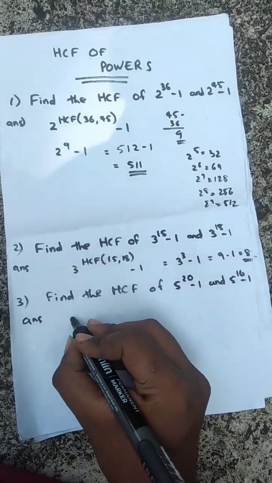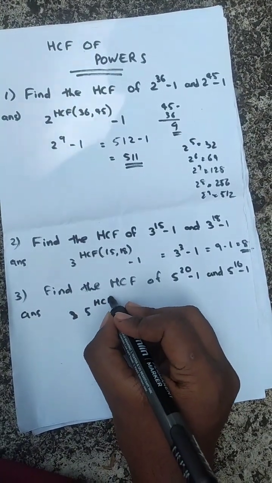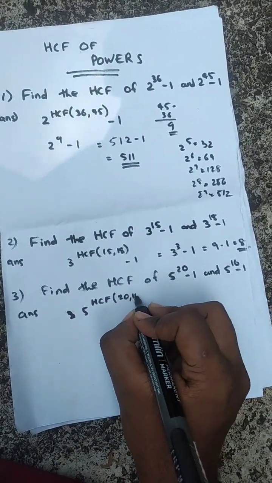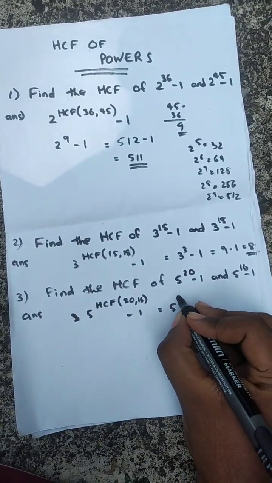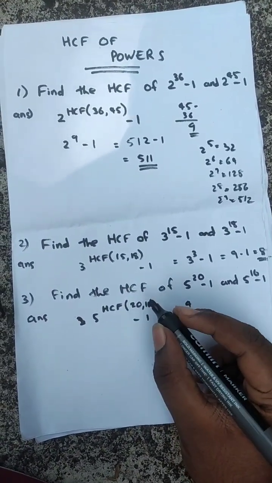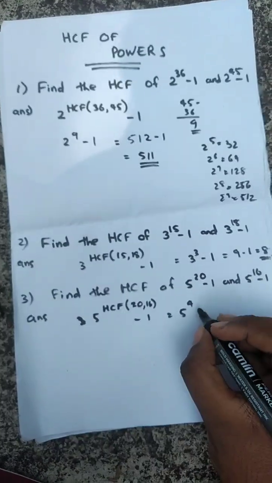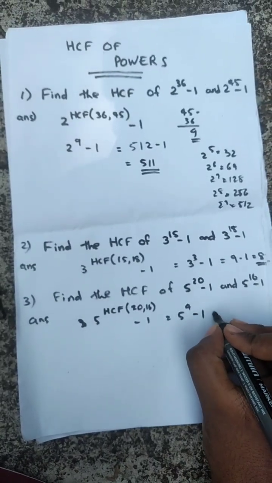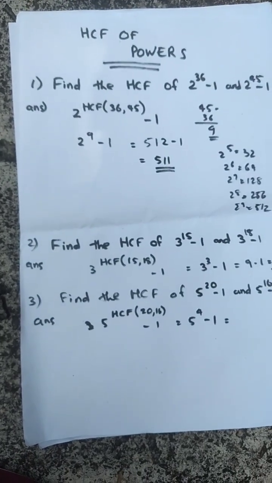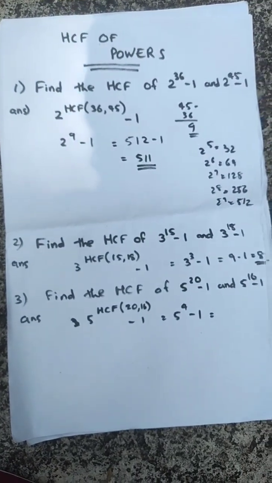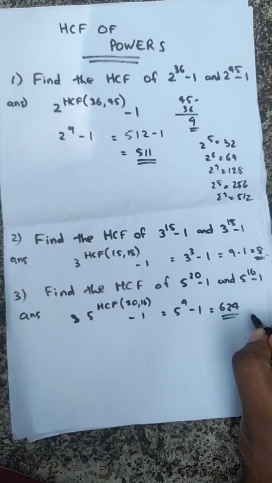Next, 5 raised to 20 minus 1 and 5 raised to 16 minus 1. So the HCF of 20 and 16, and then minus 1. So 5 raised to the HCF of 20 and 16, which is 4, because 4 is the highest common factor that divides both 20 and 16. So 5 raised to 4 minus 1. How can we find 5 raised to 4? 5 into 5, 5 square is 25. 25 into 5 is 125, and 125 into 5 is 625. 625 minus 1 is 624. So 624 is the answer.